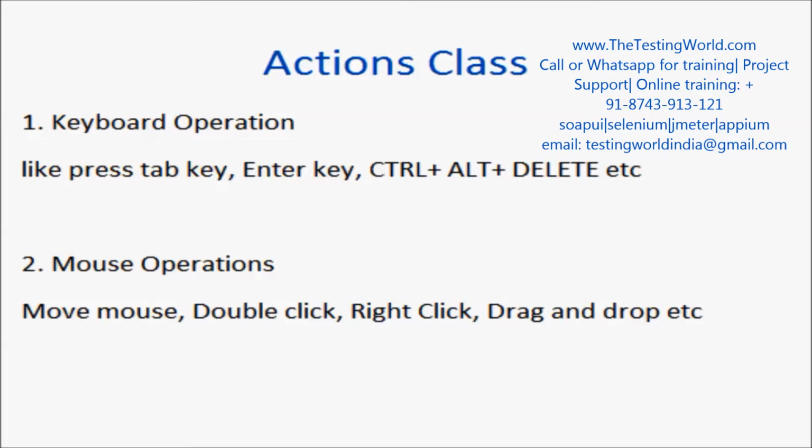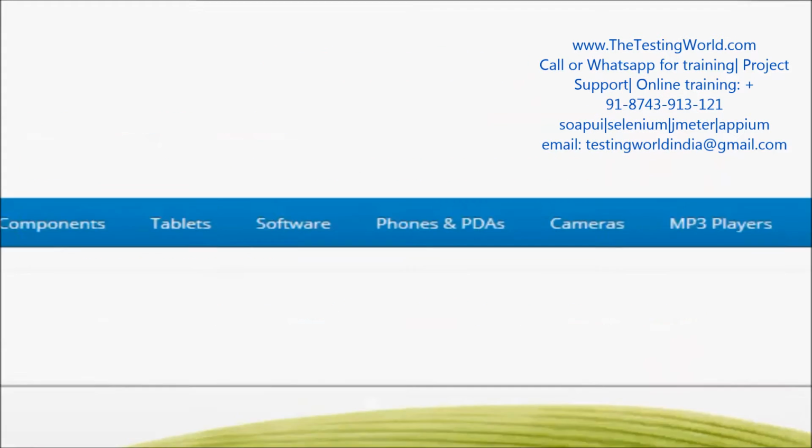In the previous session, we have seen how we can use the Actions class for keyboard operations. In this session, I'll show you how we can use the same class for mouse operations. Mouse operations means if you want to perform things like mouse move, double click, right click, drag and drop. These kinds of operations can be performed by using the Actions class. So I'll show you a scenario like here.